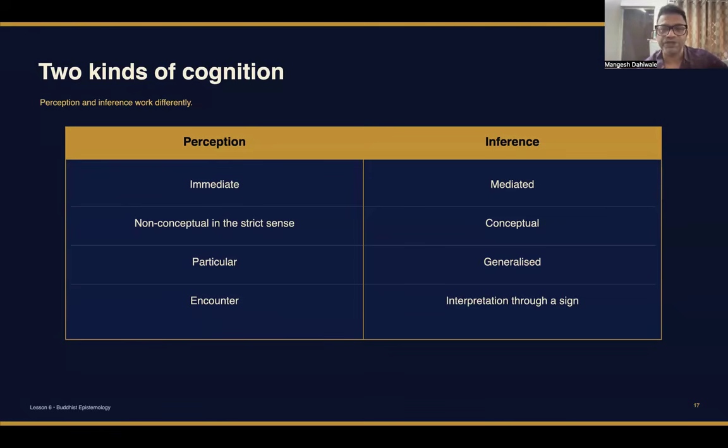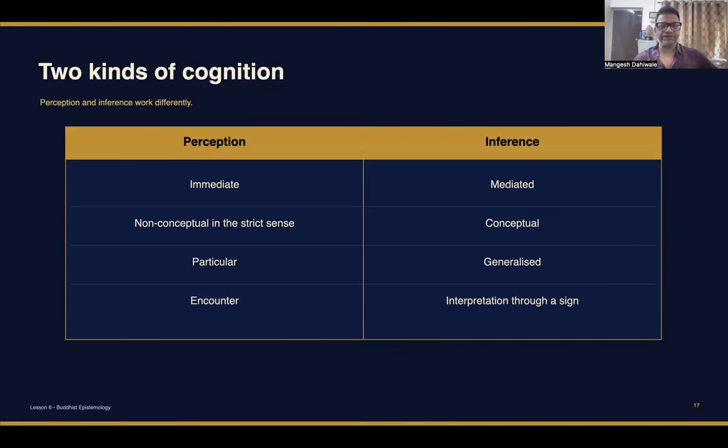They are non-conceptual in the strict sense. We don't conceptualize sky when we look at it. We just see. They are particular and we encounter them directly. And inference is always mediated. It's conceptual. It can be generalized and we interpret it through a sign. Okay. So this is the difference between the two kinds of cognition.